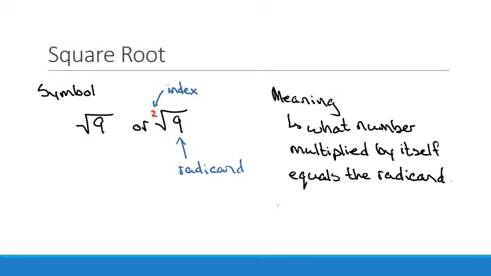Let's review the meaning. What a square root really means is: what number multiplied by itself equals the radicand? In our example here, if I take the square root of 9, what times itself equals 9? Well, 3 times 3 equals 9. Therefore, the square root of 9 is 3.